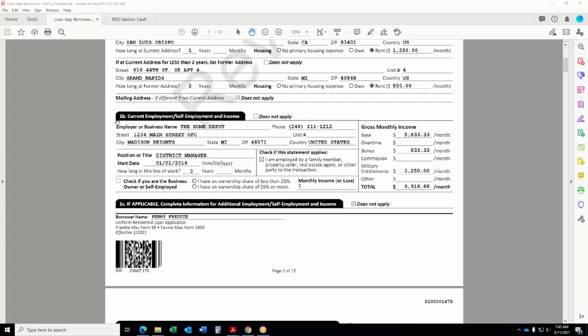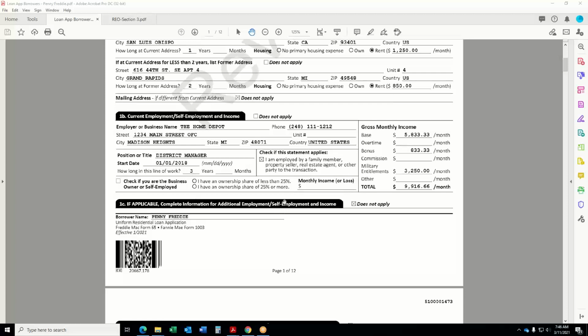Moving into section 1B, this is for current employment and self-employment income. Looks a little bit different for us, but it's the same data for the most part. We're going to collect the borrower's employer information or business name, their position. We're collecting the start date and how many years they've been in this line of work.